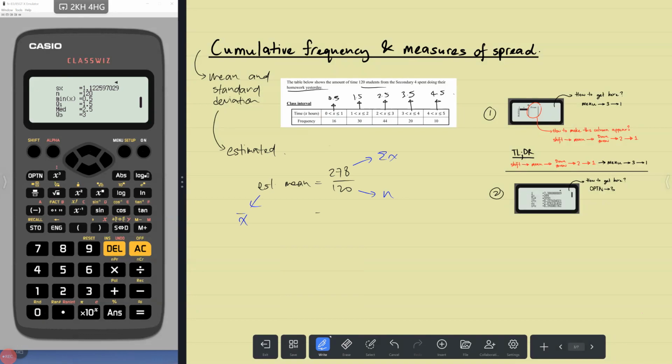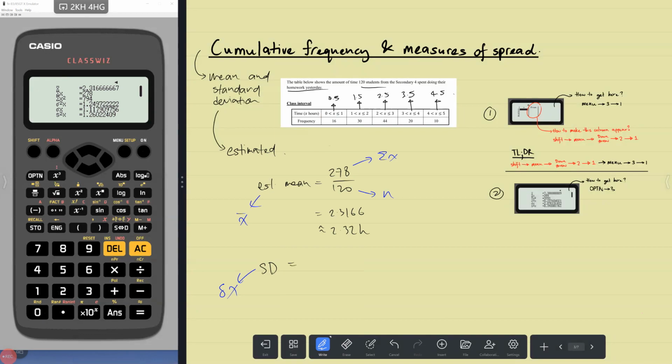You can write this working minimally, and you can add in the value for our x bar or mean, which is 2.3166, rounded off to 2.32 hours. Next, you have to find your standard deviation. Standard deviation is actually our sigma x, lowercase sigma x.